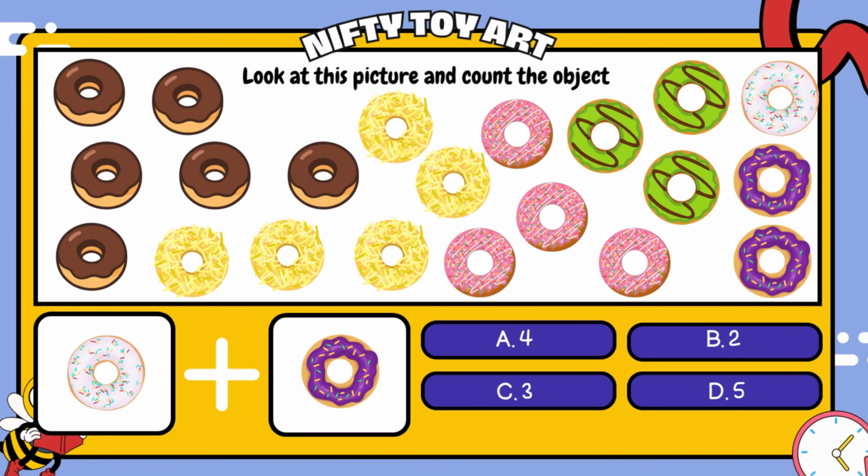I want to take all the vanilla donut plus the blueberry donut. So, what is the total number of donuts? That's right, 3 donuts.